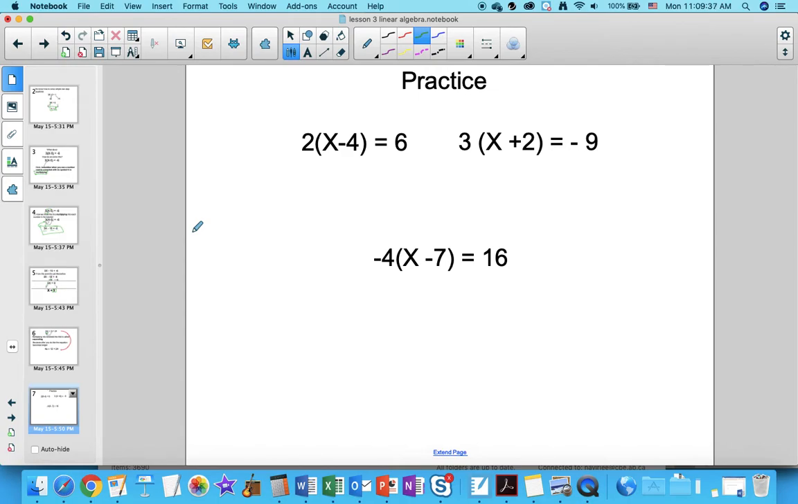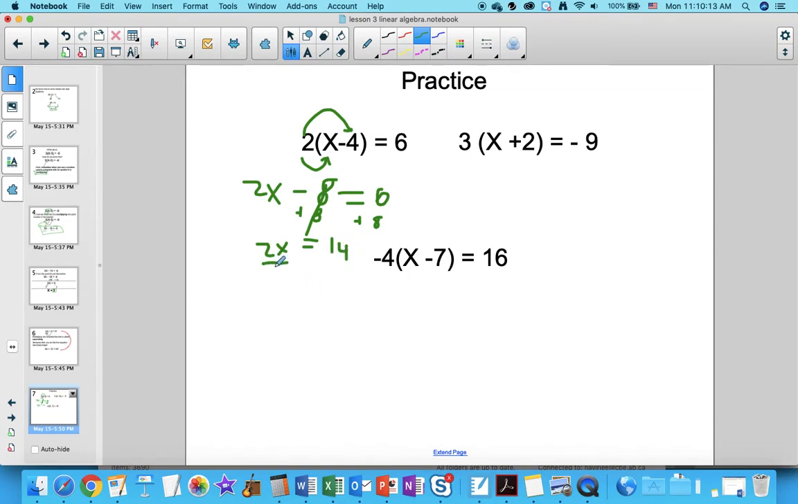All right, hopefully you paused the video. So I'm going to expand this first one. I go 2 times x. 2 times x is 2x, right? That's 2 times x. Minus, well, 2 times 4. 2 times 4 is 8. Equals 6. And now I solve them. Plus 8, right? So I add 8 on this side. I add 8 on this side, which would make that 14. This cancels out, so I have 2x equals 14.